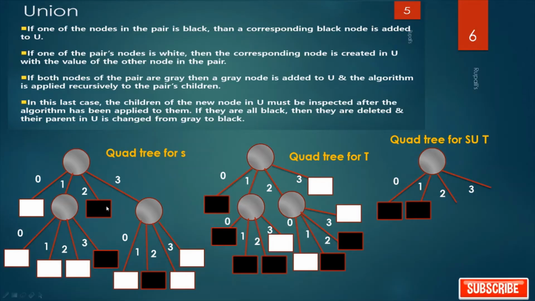Now 2 and 2. If one of the nodes in the pair is black, then the corresponding black node is added. So black added. Now 3 and 3, it is white, it is partially full. If one of the nodes of the pair is white, then the corresponding node is created in union with the value of the other node in the pair. So if it is white, then the corresponding node is created in union with the value of the other node. Then just add this node.